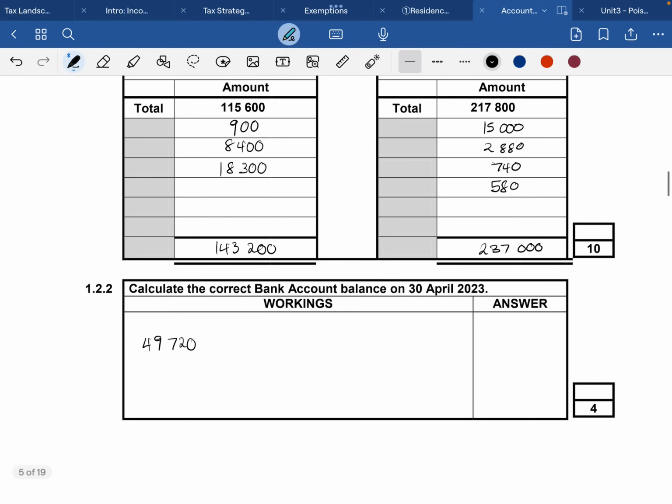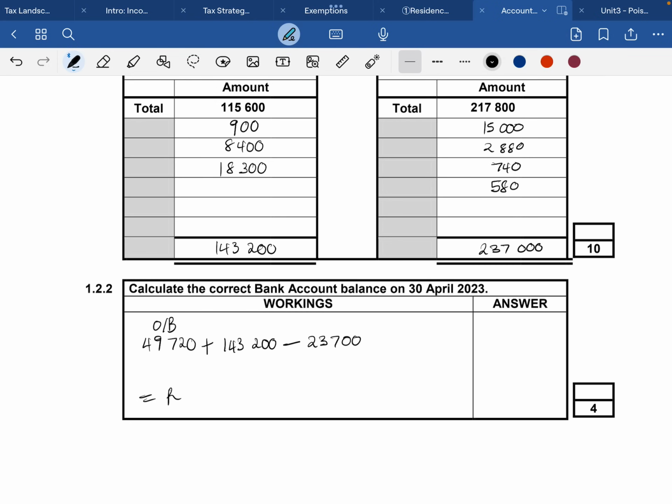So you have, I'd say this is the opening balance plus your receipts. You have received money. It's an addition. Then you have paid 237. This is your cash payments journal. Then let's see how much you have in your bank account. So it's 49,720 plus 143 minus 237.